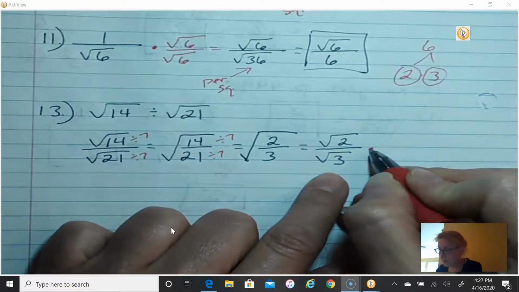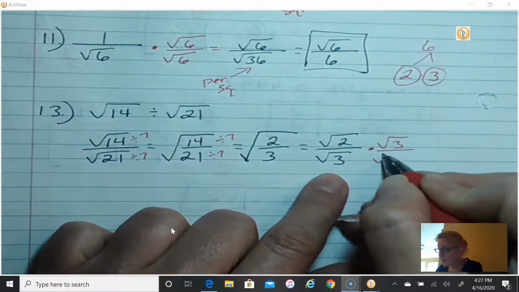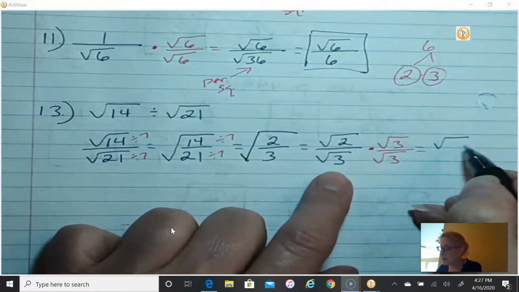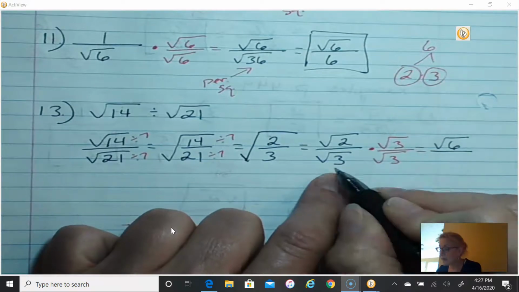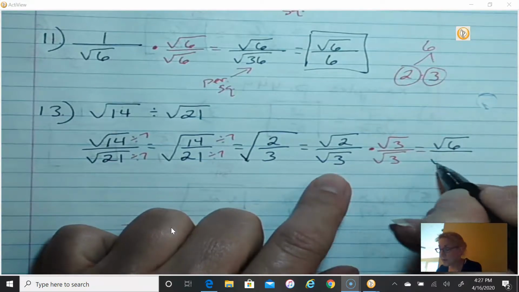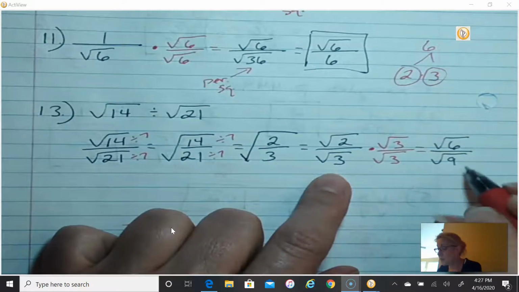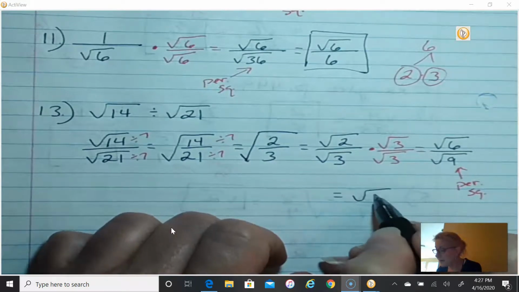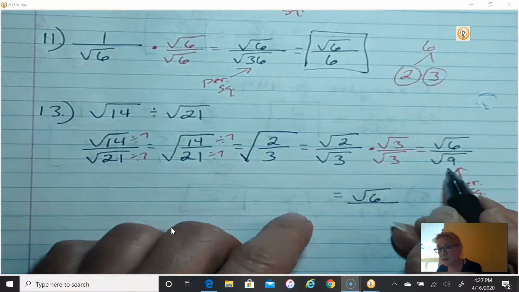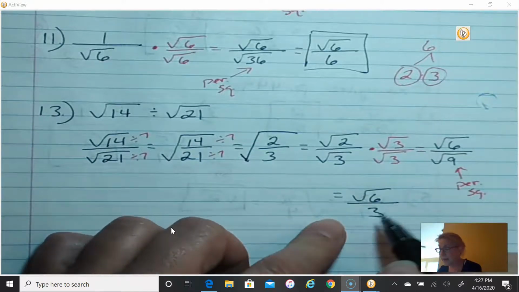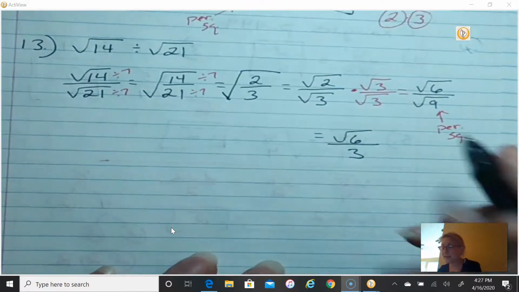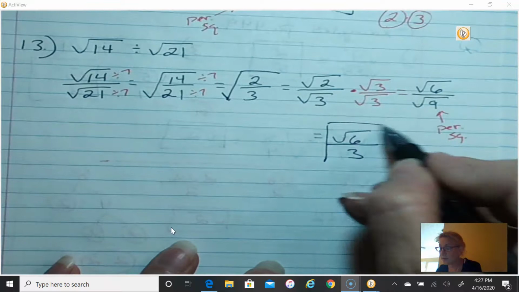I'm sorry, I got distracted. So I multiply top and bottom by that. 2 times 3, square root of 6. Square root of 3 times square root of 3, square root of 9. Ooh, perfect square. So I get 6 on top, and the square root of 9 is 3. And that's it. You can't divide the square root of 6 by 3 because they're completely different things because of that radical sign. So you're done.